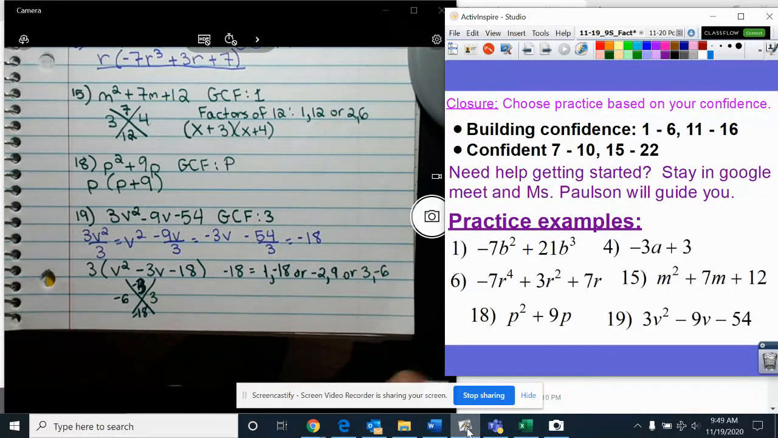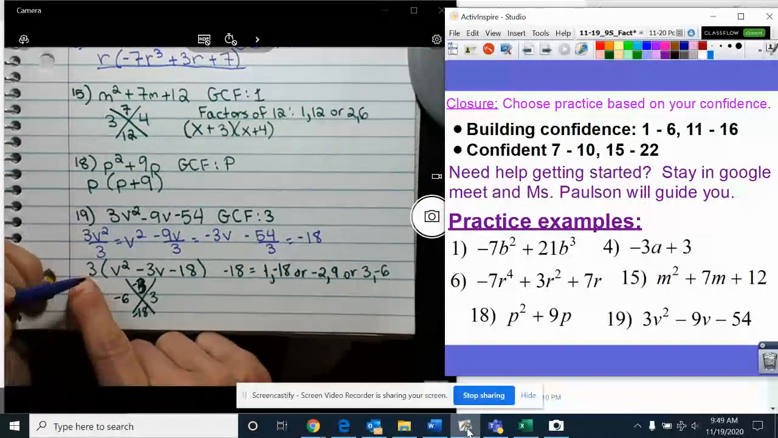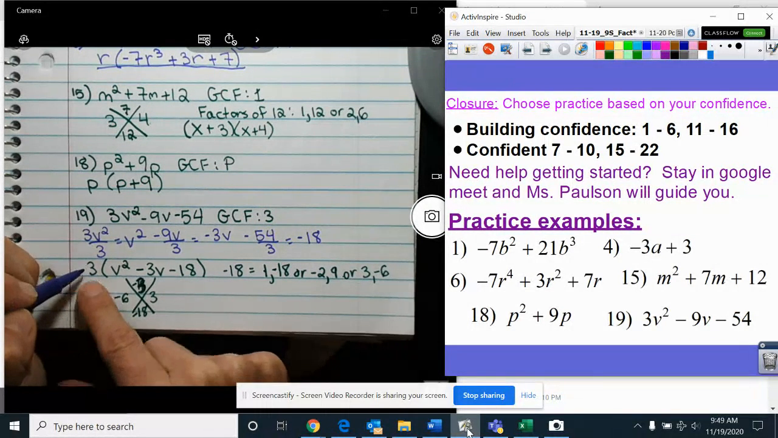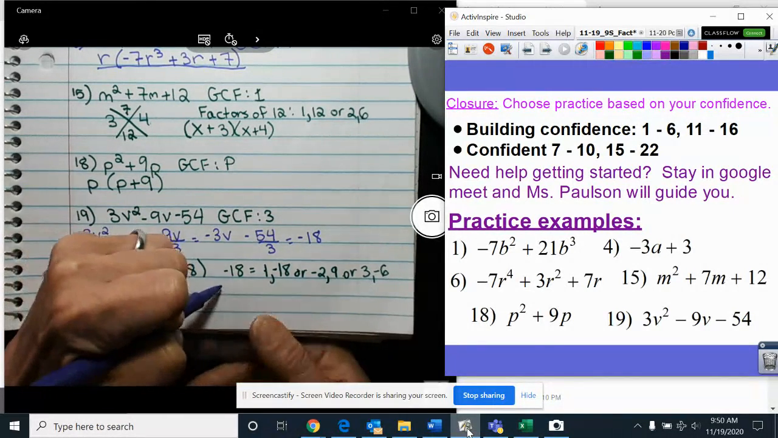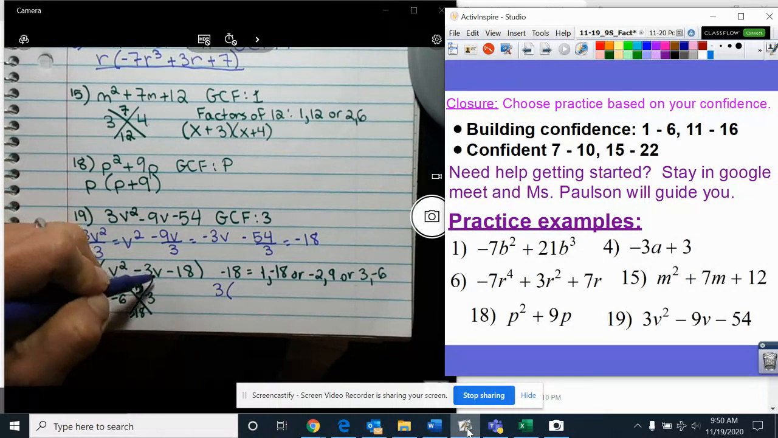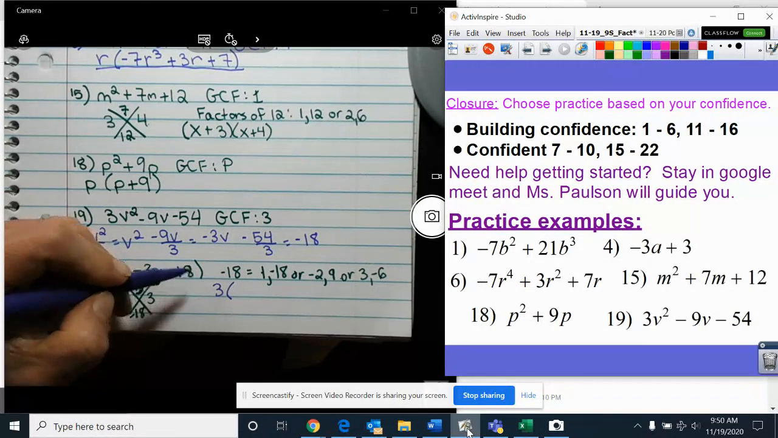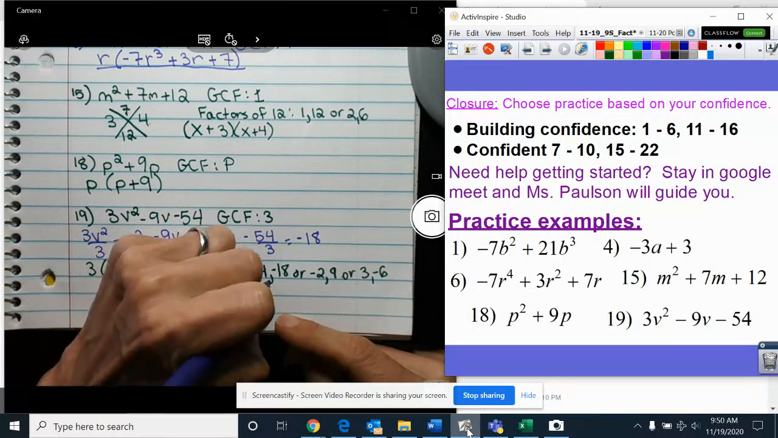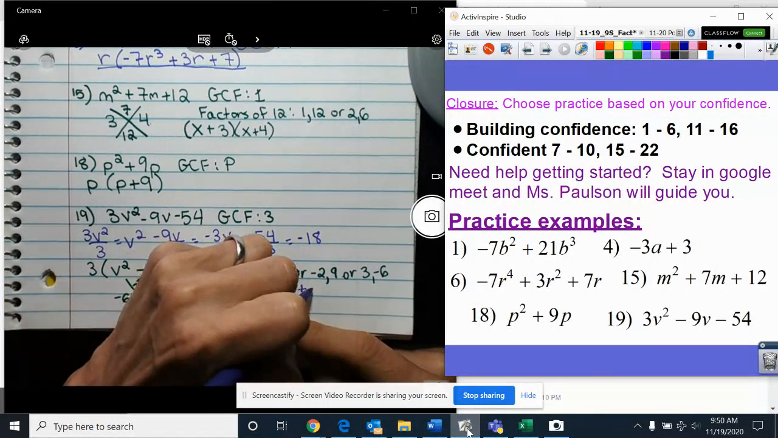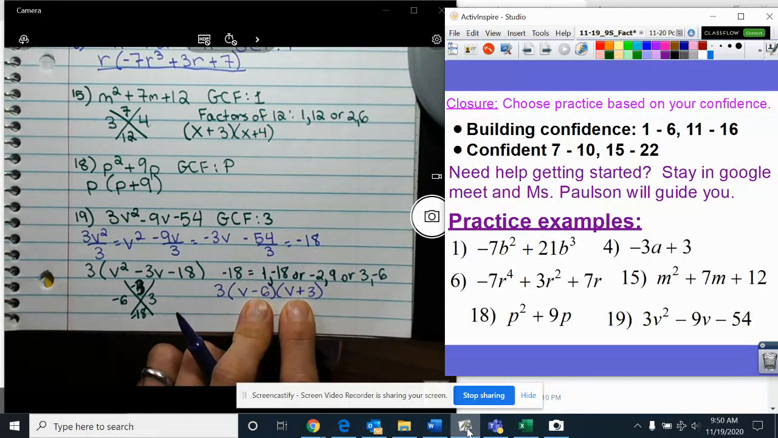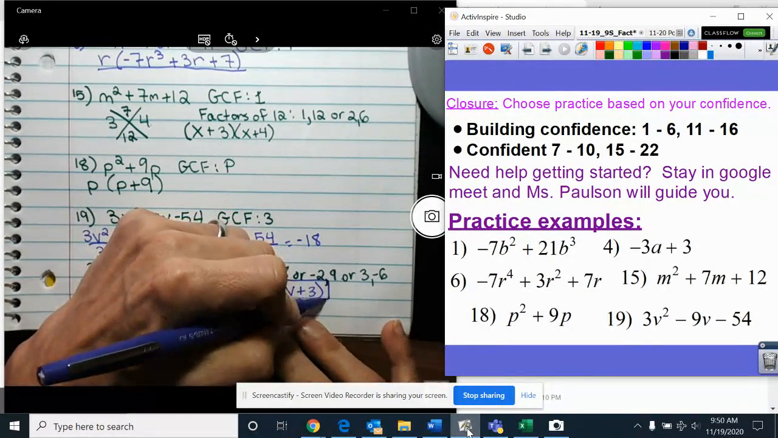Now we're going to write our final factored form. If we factor out a greatest common factor, do not forget about it. It's always outside the parentheses. But now instead of v squared minus 3v minus 18, we have v minus 6 times v plus 3. These are your factors. So this would be your final answer.